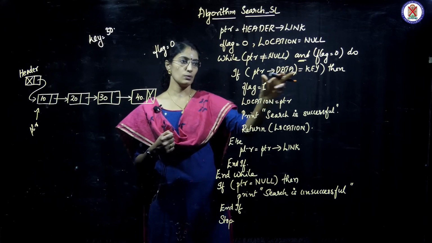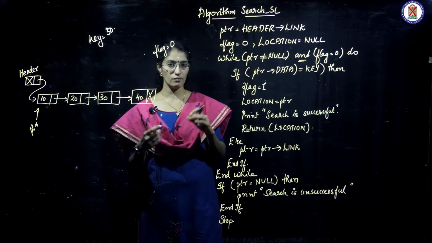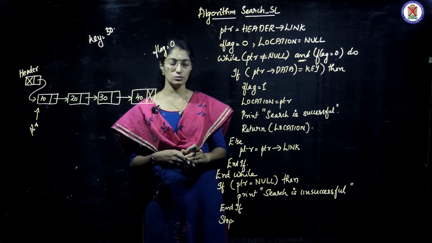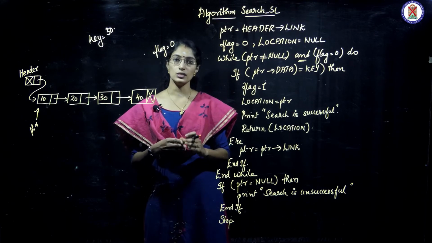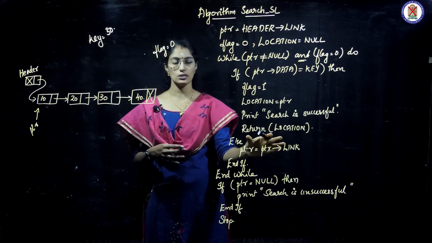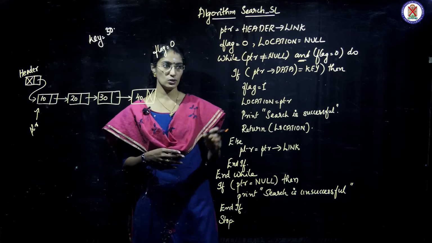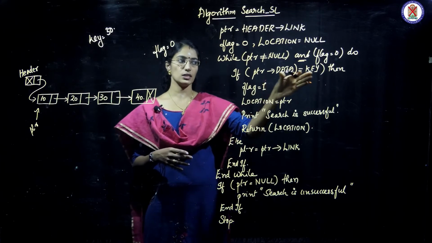And next what happens, then you have an if condition. In the if condition you specify whether the data part of the particular node is equal to the key or not, and if it is, you have to do some set of statements, else naturally we have to go for the next node. So what happens if the data part is equal to the key value?